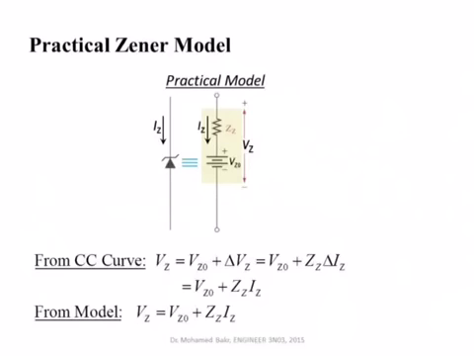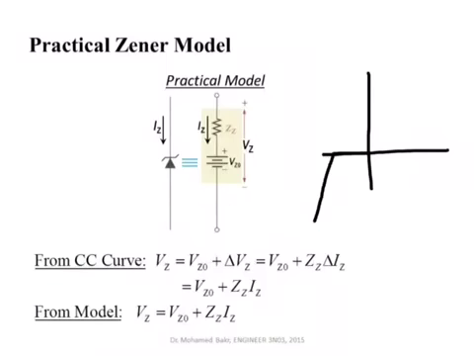A more precise, more accurate, or more practical model for the Zener diode takes into account the slope of the curve. So I will tell you, okay, this diode has a breakdown voltage of 5 volts, and its dynamic impedance is equal to 1 ohm. In that case, I'm asking you to take into account that in the breakdown region there is a certain slope. Of course, the slope is usually very little. This line is almost vertical, meaning that this resistance is very small.